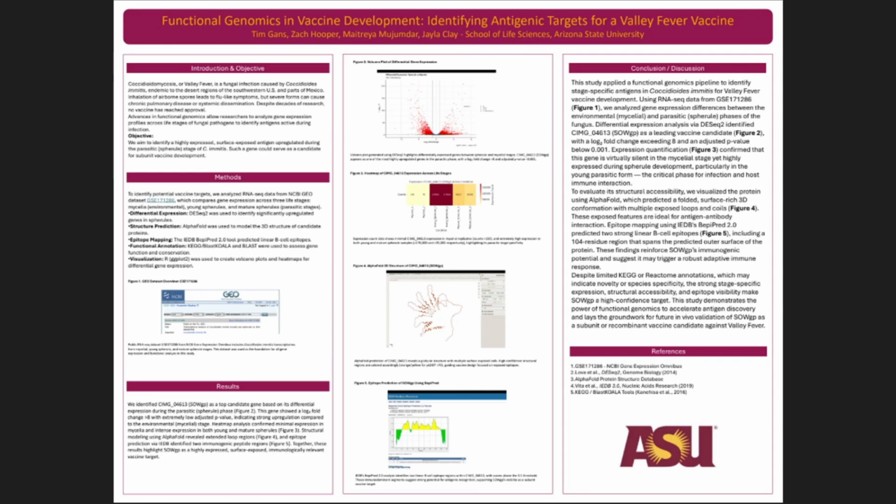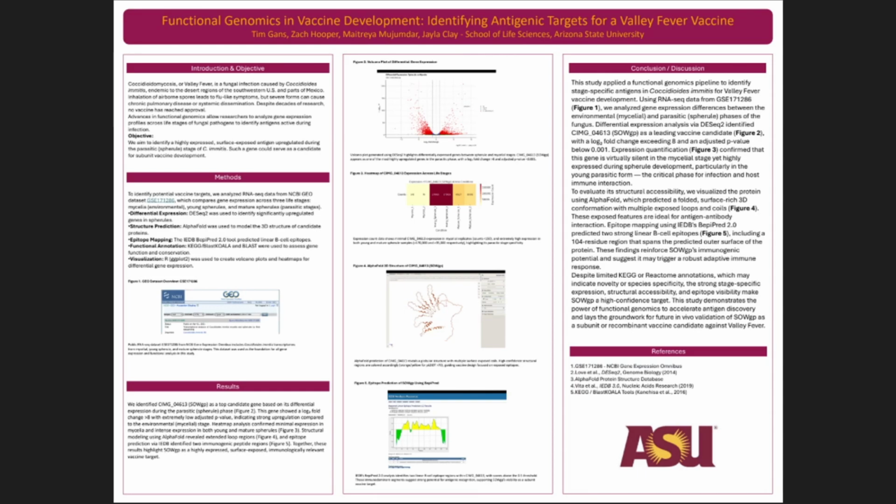Next, we predicted the 3D structure of these candidate proteins using AlphaFold, a deep learning model that reveals how proteins fold in space. We focused on proteins with exposed loop regions, which are accessible to the immune system and likely to interact with antibodies. We then used IEDB's BepiPred 2.0 to predict linear B cell epitopes, short regions that the immune system can recognize and mount a response against.